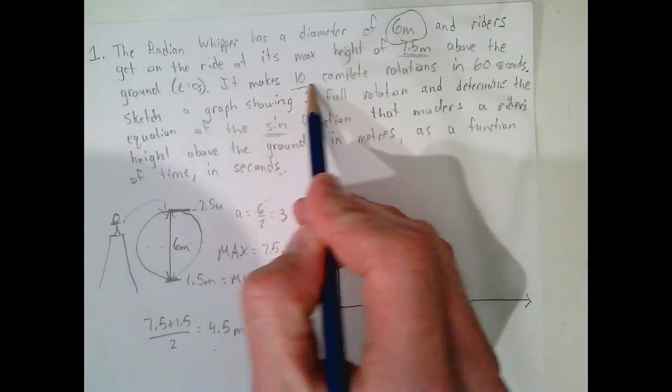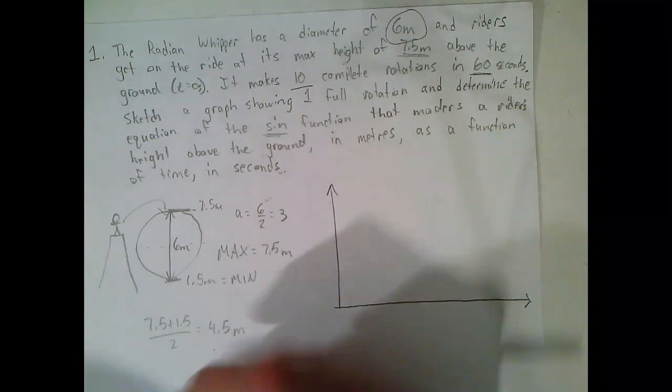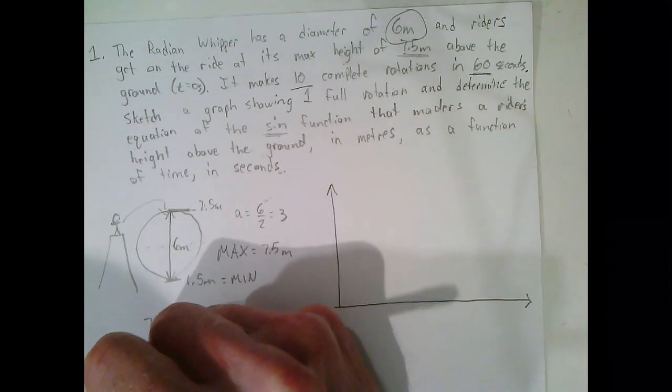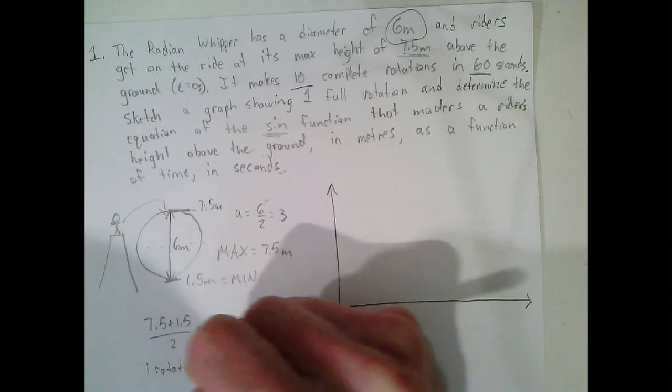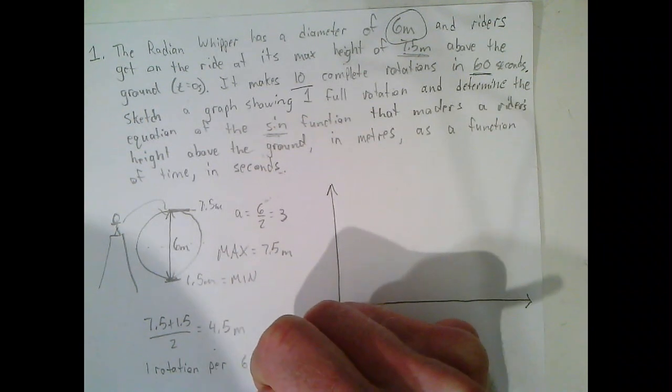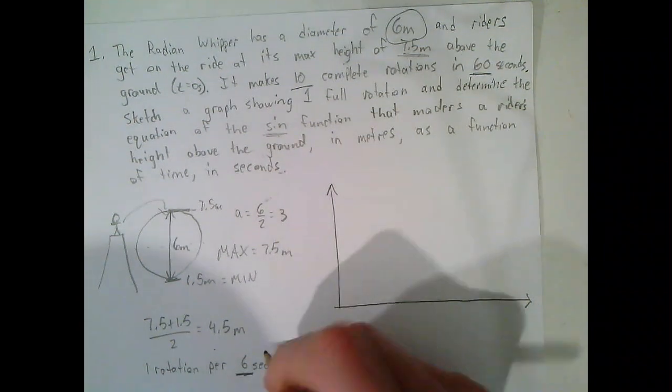It does make 10 complete rotations in 60 seconds, which means it does one rotation per 6 seconds. So one rotation per 6 seconds, and that's our period right there. That's the period.